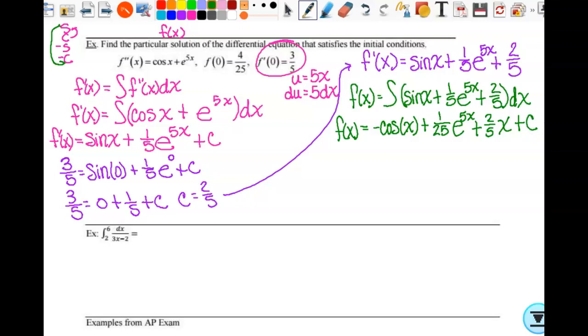Now I know that f of 0 is 4/25. So I'm going to use this. So I get 4/25 equal to negative cosine of 0 plus 1/25 times e to the 0 plus 2/5 times 0 is 0 plus c.